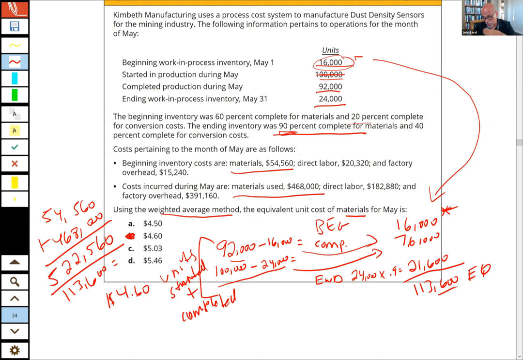And that works the same under LIFO or FIFO, that middle number. The only number that's different is the beginning inventory number. And I only give myself credit for what I did this period under FIFO. Average, I pretend like I did everything this period. That's it. Let's not make this more than it is. Trust me, this is infinitely easier than doing a consolidation in FAR.